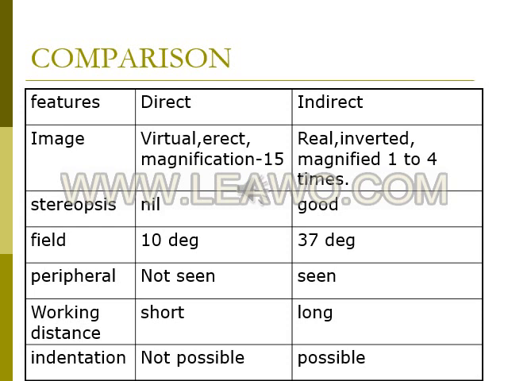This table explains the pros and cons of direct vis-a-vis indirect ophthalmoscopy. Direct ophthalmoscopy has the advantage of 15 times image magnification and an erect image, and the disadvantages are that there is no stereopsis, the retinal periphery is not seen, the working distance is very short, and indentation is not possible. Indirect ophthalmoscopy gives an inverted magnified image of 1 to 4 times magnification. There is good stereopsis, you can see the periphery with indentation, and you have a longer working distance.